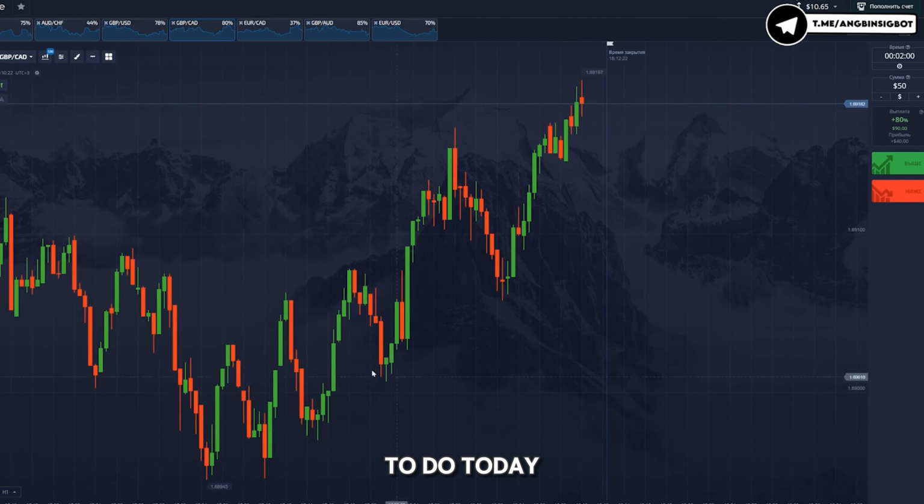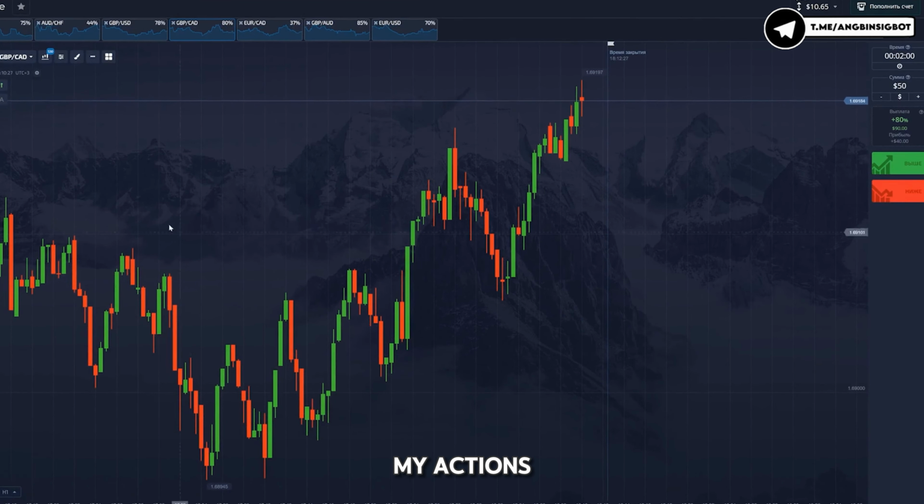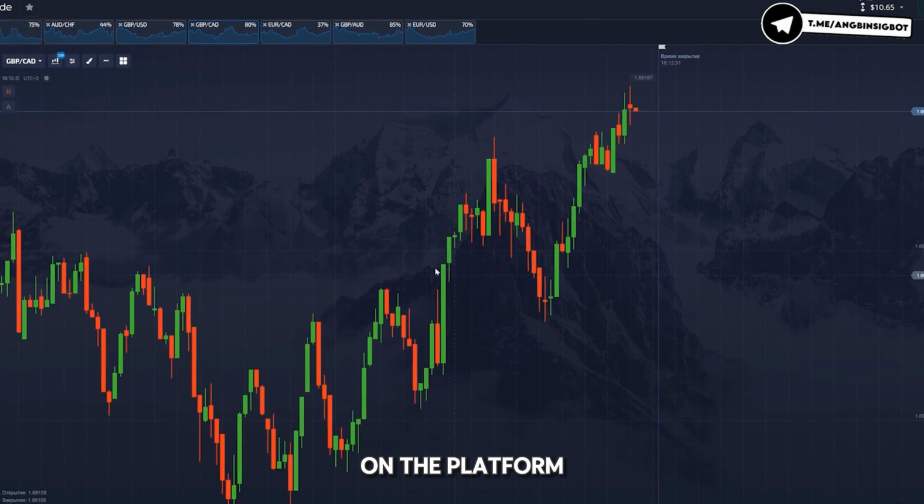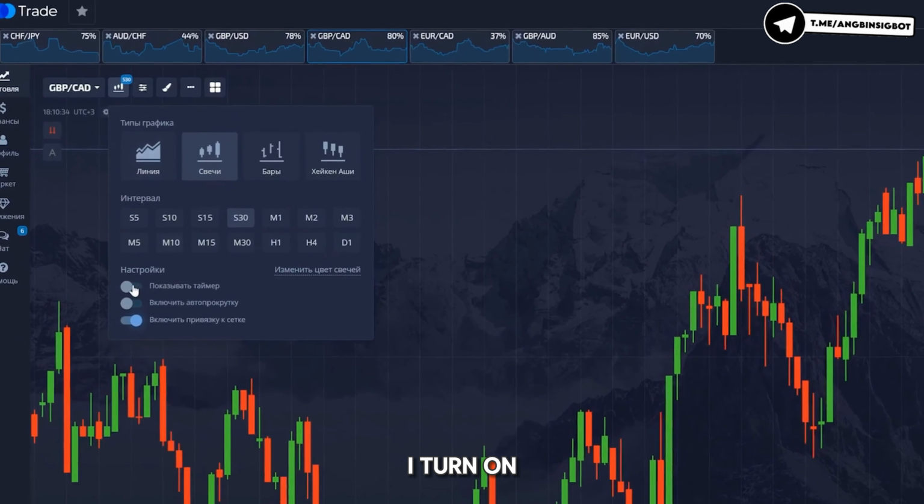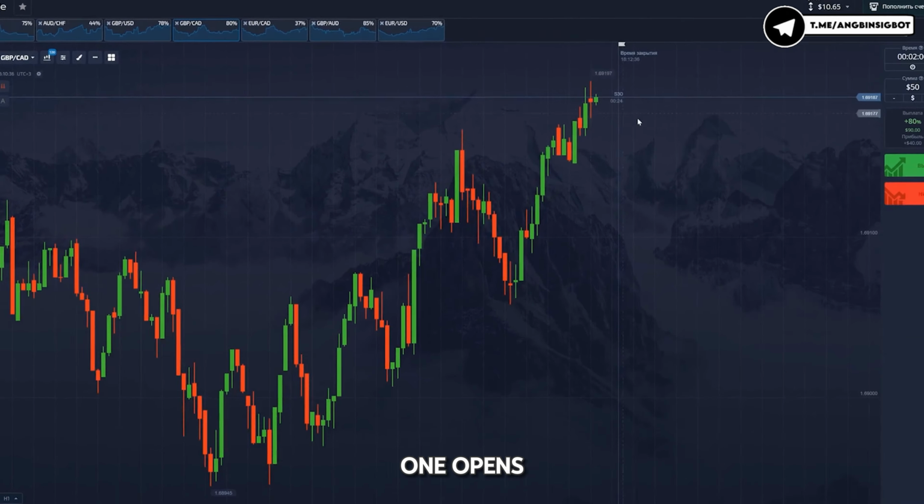Everything I am going to do today you can replicate both on your computer and on your phone, so just watch carefully and repeat my actions. The time interval on the platform is 30 seconds. I turn on the timer to see when the candle closes and a new one opens.